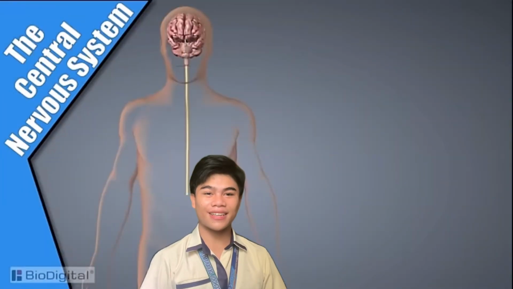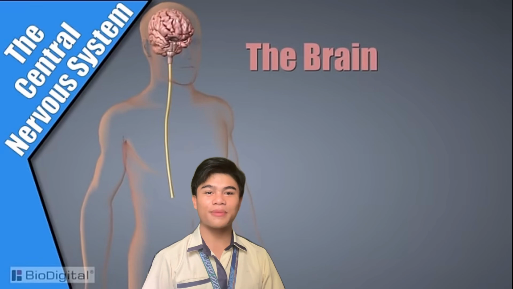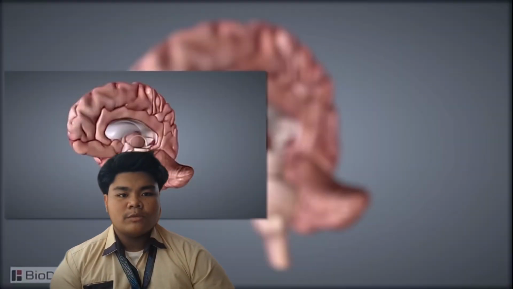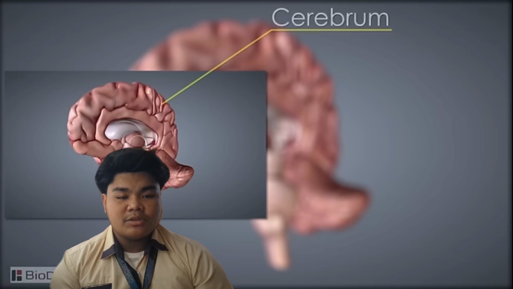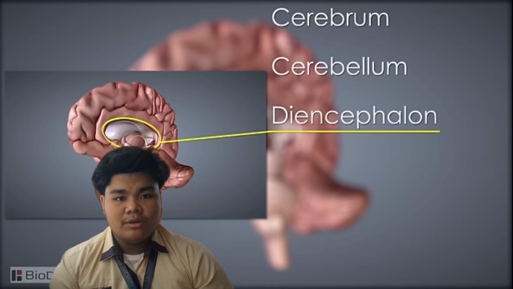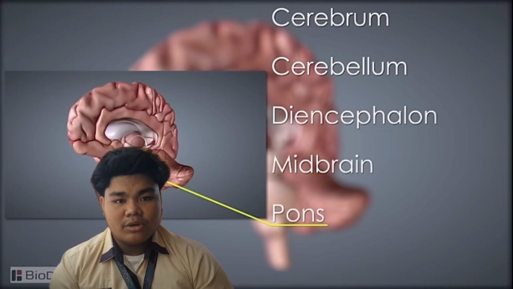We are here to explore and explain the central nervous system. The central nervous system is divided into two major structures, the brain and the spinal cord. There are actually six sections of the brain, which are the cerebrum, cerebellum, diencephalon, midbrain, pons, and medulla oblongata.